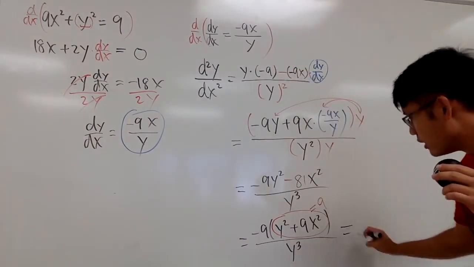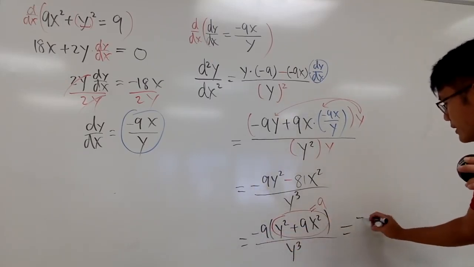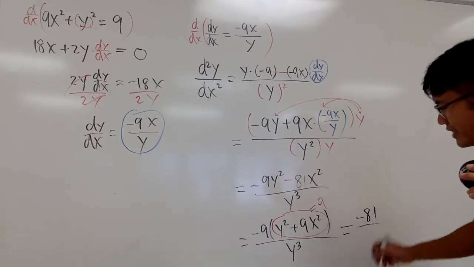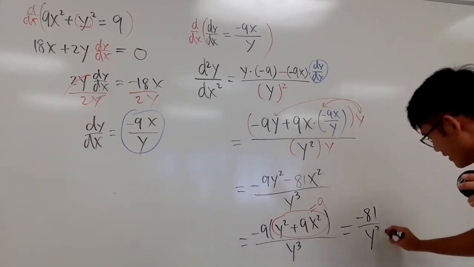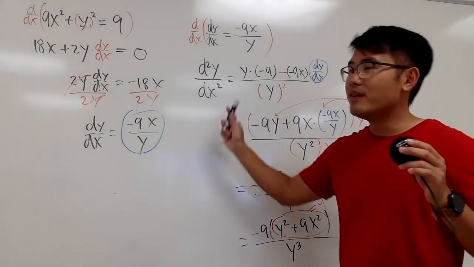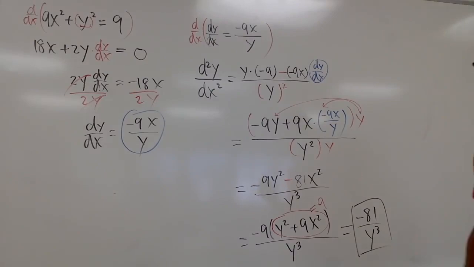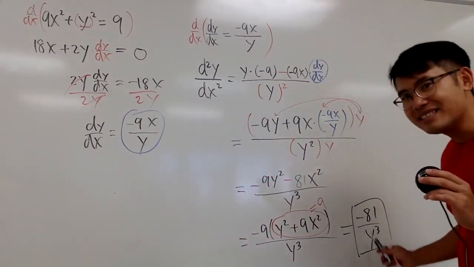So all in all, on the top, we have negative 9 times positive 9, which is negative 81. And then the denominator is just y to the third power. So I'll put this down. And you see that is the second derivative of the original right here. And if you want the first derivative, you have this. And if you want the third derivative, go ahead and do this again.